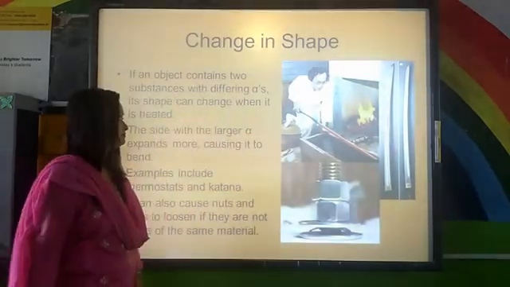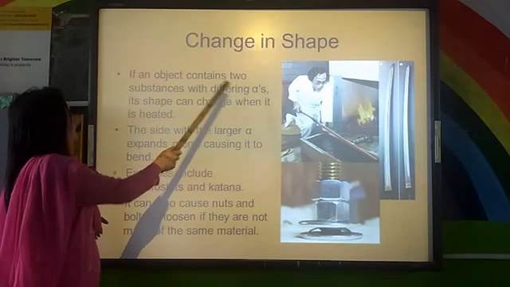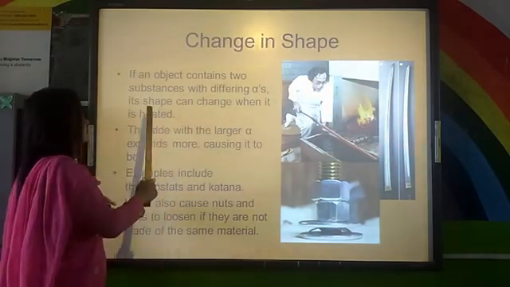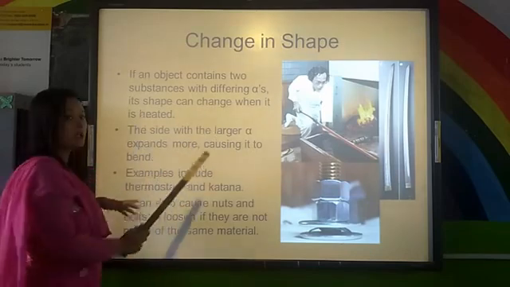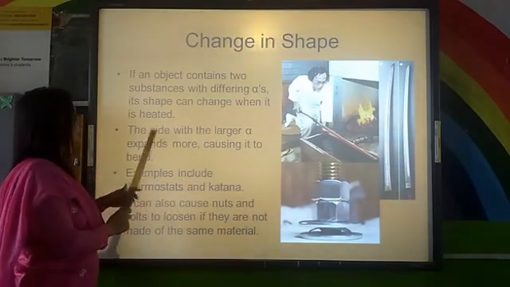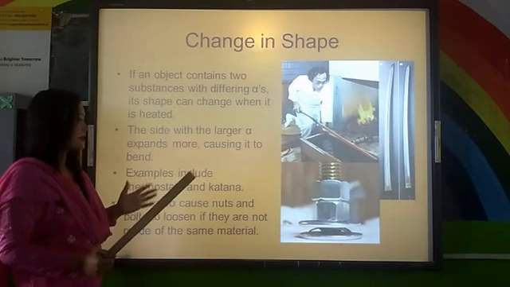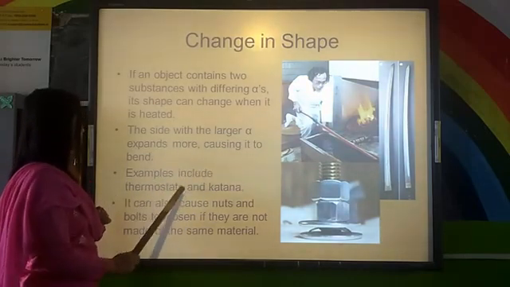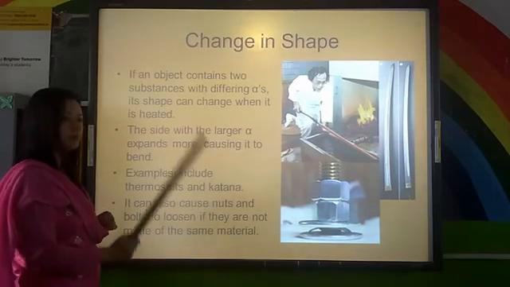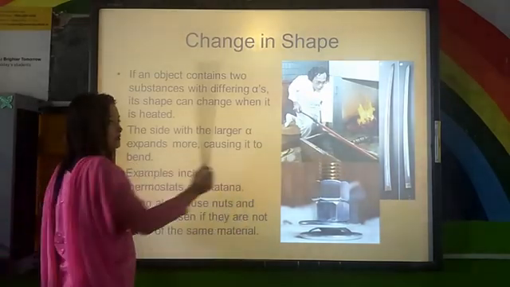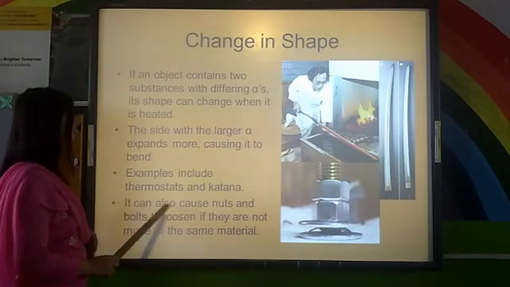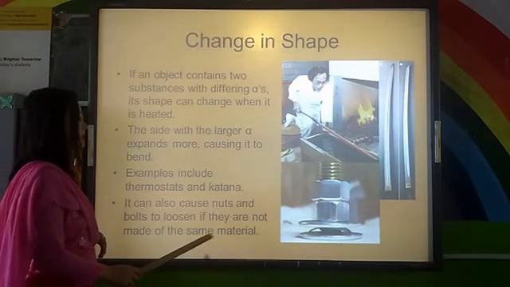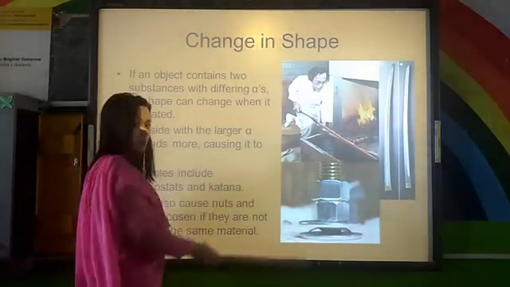If an object contains two substances with different linear expansion, its shape can change when it is heated. The side with the larger alpha, that is the coefficient of linear expansion, expands more, causing it to bend. Examples include thermostats and the katana. It can also cause nuts and bolts to loosen if they are not made up of the same material.